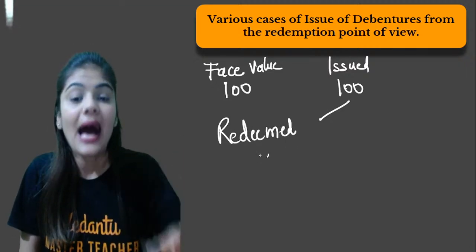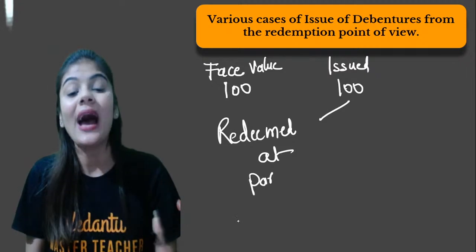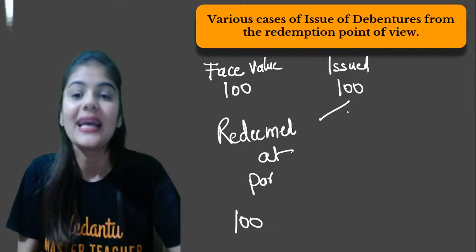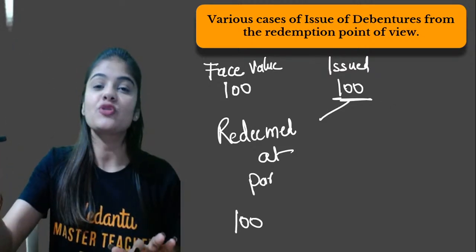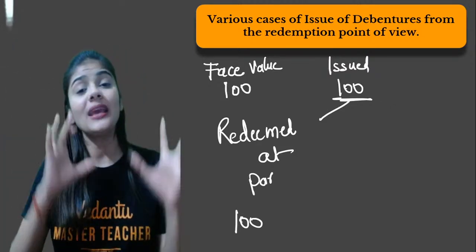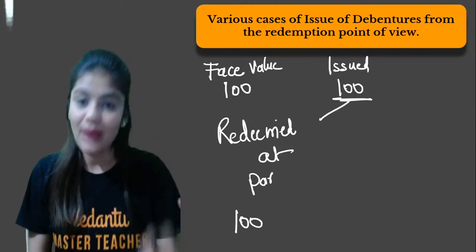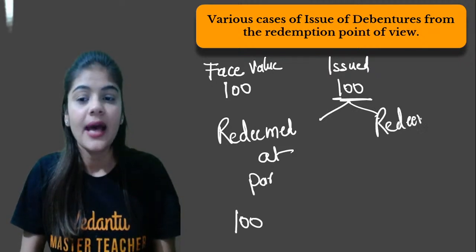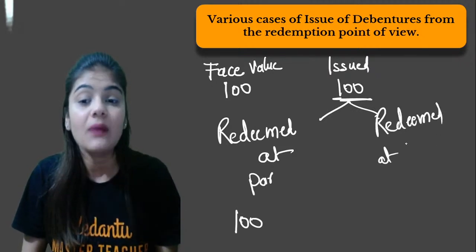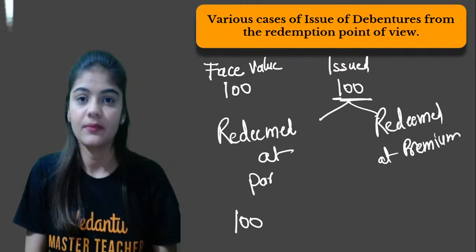They can be redeemed at par, meaning you have to pay 100 in return for 100. For a 100 rupee debenture, you have to pay only 100 rupees. Or it may happen that these are redeemed at premium. They are redeemable at premium.